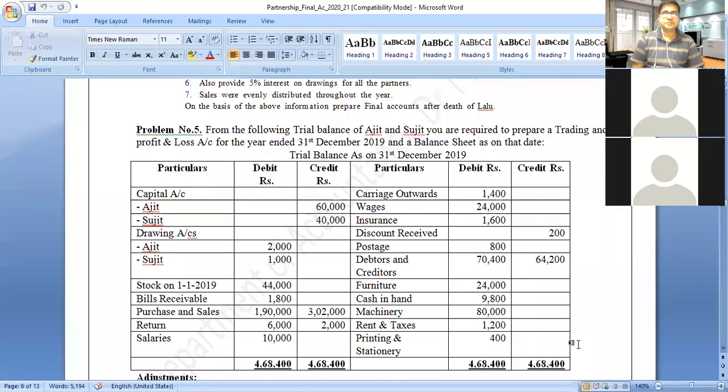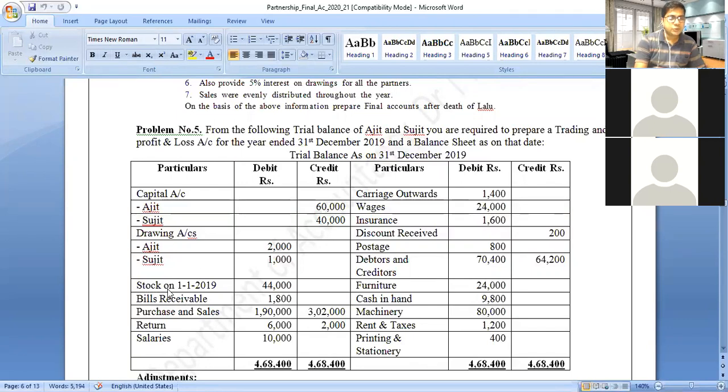Now friends, capital we have to show on the balance sheet liability side. Drawing is provided: Ajit's drawing 2,000, Sujit's drawing 1,000. Drawing is less from capital. Drawing is a personal expense of the partner and it is deducted from capital.